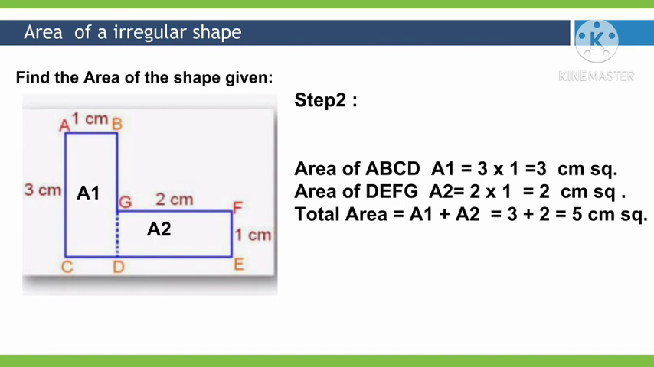So first, the area of A1 will be, it is a rectangle having length 3 and breadth 1. So multiply those two to get the area of A1. 3 ones are 3 centimeters square. Then the area of the rectangle DEFG, it's again a rectangle having measure 2 centimeters by 1 centimeter. So 2 ones are 2 centimeters square. Therefore, the total area of the shape is A1 plus A2. If you add 3 and 2, you get 5 centimeters square. So the area of the given shape is 5 centimeters square.